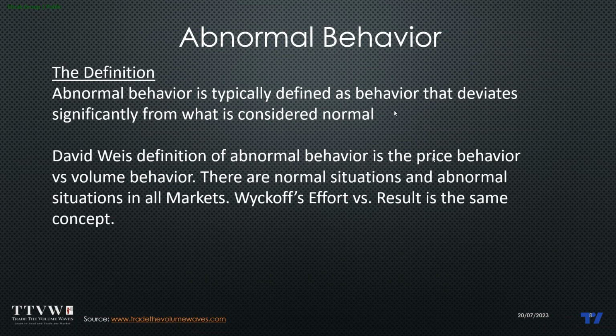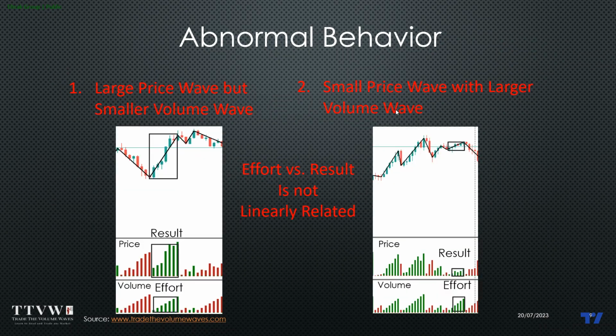The definition of abnormal behavior is typically defined as behavior that deviates significantly from what is considered to be normal. David Weiss' definition of abnormal behavior is the price behavior versus the volume behavior. So there are normal situations and abnormal situations in all markets. So this is the Wyckoff effort versus result concept that we said before. And let's look more closely at abnormal behavior.